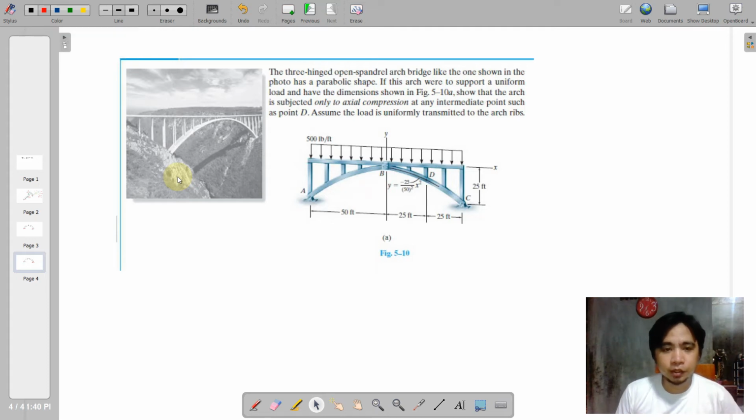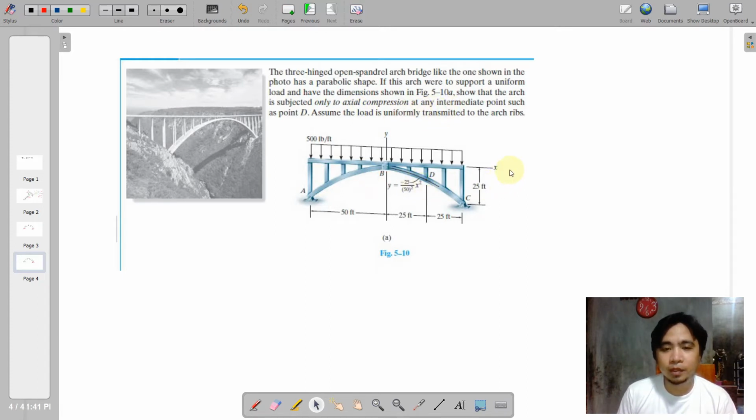Okay, so let us consider this first example here. We have a 3-hinge arc. We have the bars that are carrying this horizontal member here, and along that horizontal member there is a 500 pounds per foot loading. So as we can see here, we need to determine the loading at point D, so that we are going to show that the arc is subjected only to axial compression at any intermediate point like point D.